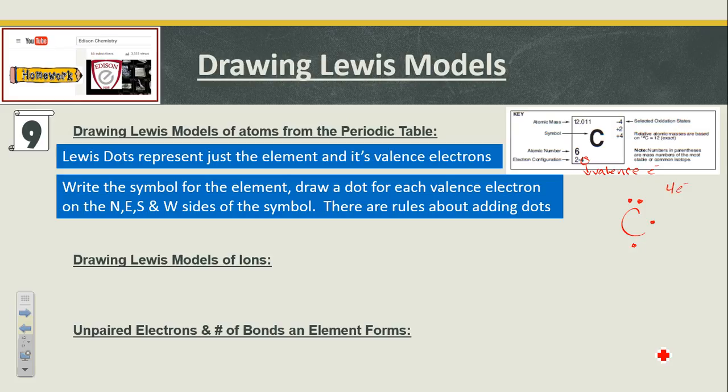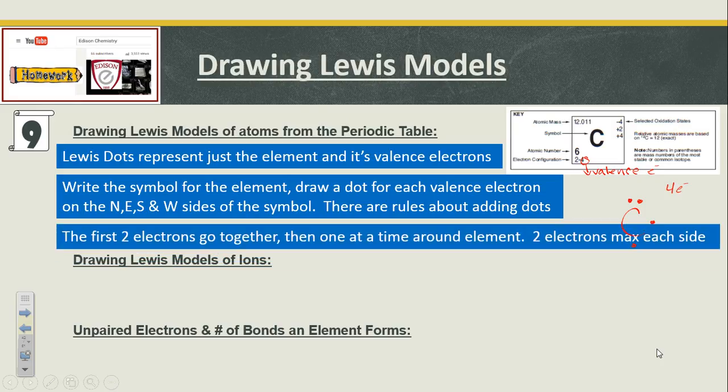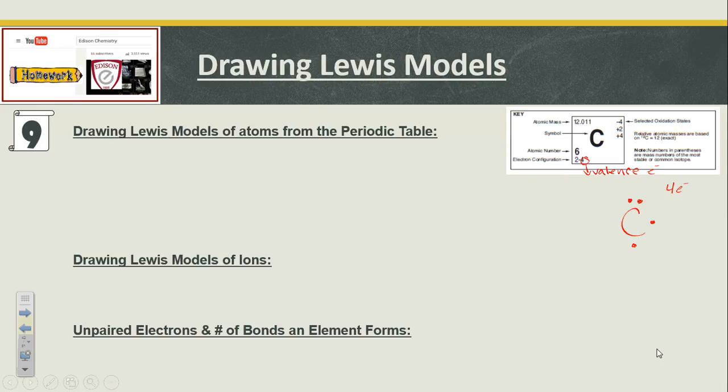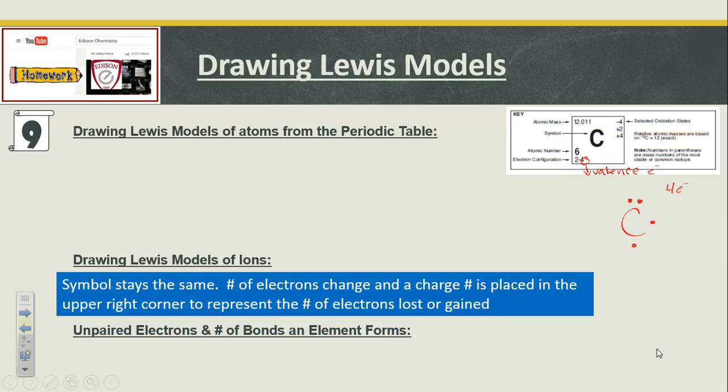Simple enough. For ions, you still have to remember that an ion can gain or lose electrons. Well, that was the instruction on how to put the electrons in. So first 2 go together, one at a time around an element. 2 electrons maximum on each side. I suppose I forgot to mention that. For ions, we have to keep the symbol the same. And since the number of electrons changes, the charge number is placed in the upper right corner after the fact.